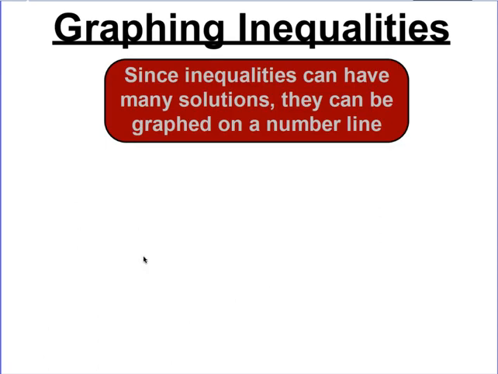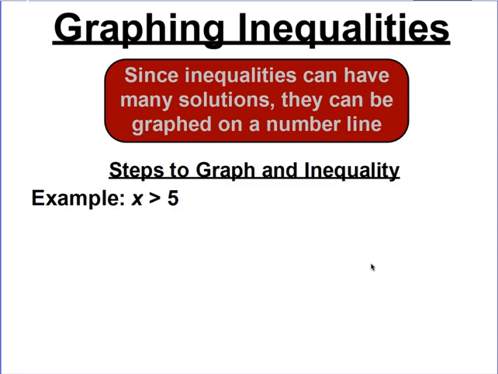We're going to put them on a number line. Okay? So we're going to graph the inequalities on a number line. So we're going to show you the steps here. The steps to graph an inequality. So I'm going to use X is greater than 5 for my example. If we look at X is greater than 5 and think about the solution set, the solution set's going to be 6, 7, 8, 9, and all the numbers in that direction.